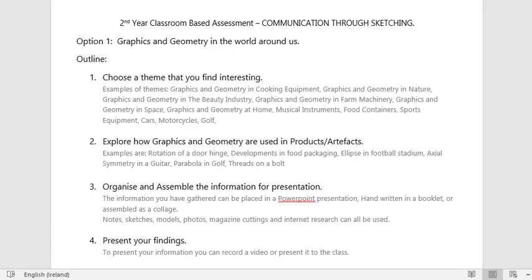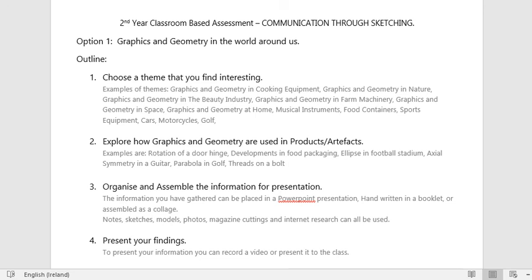We're starting the second year CBA. The heading that you're going to be working on is called Graphics and Geometry in the World Around Us. So what that means is you're going to pick a topic and you're going to break down that topic and identify all the different types of graphics.